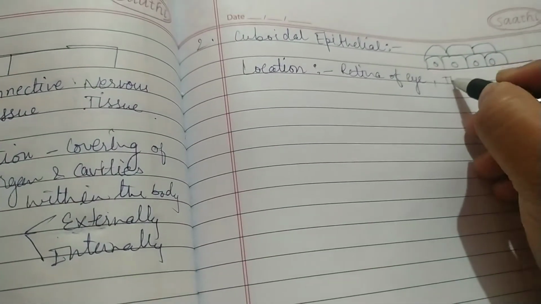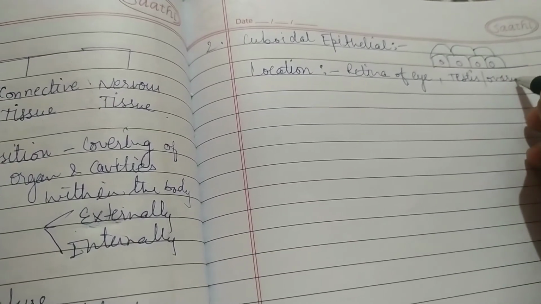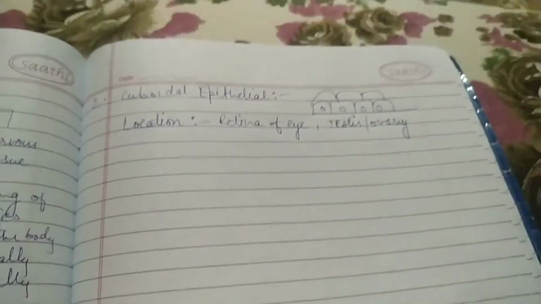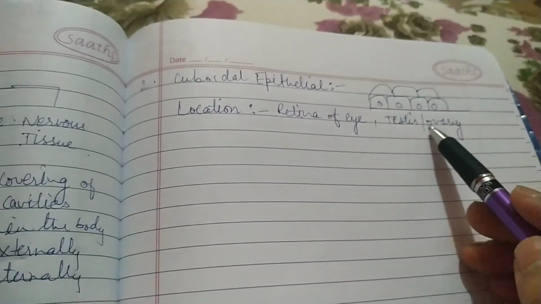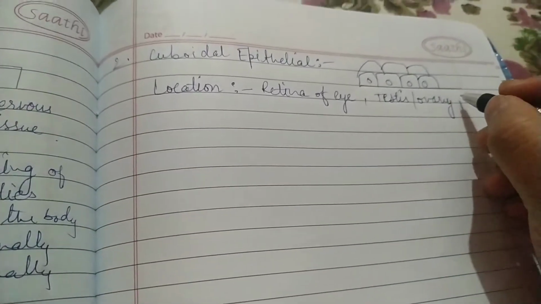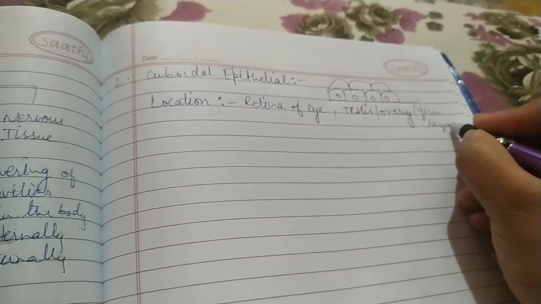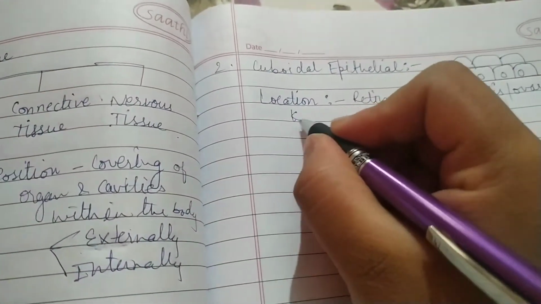Testes or ovary. In men or women, the testes or ovaries, they are found as a germ layer, right? They are found as a germ layer. Or they are also found in kidney tubules.